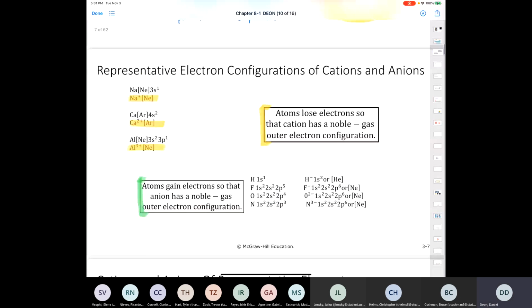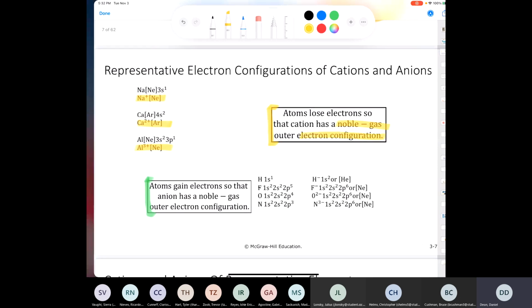Did you notice something about the electron configurations of all of the ions on this page? Whether it's a sodium cation, calcium cation, an aluminum cation, a hydrogen anion, a fluorine anion, an oxygen anion, and nitrogen, right? My point is that every single ion that's shown on this page, they all have what in common? They all have a noble gas electron configuration, okay?